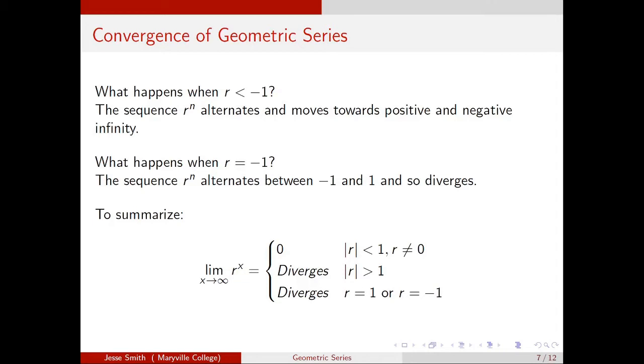If r is exactly negative 1, we'll just get the alternating sequence negative 1 and 1. Think about negative 1 to the n power. That's just going to bounce back and forth between negative 1 and 1, so it will diverge. From what we've looked at, we know that if we're looking at the limit as x goes to infinity of r to the x, it's going to converge to 0 if the absolute value of r is less than 1, and I'm not looking at r equal to 0. And it's going to diverge if the absolute value of r is bigger than 1, and it will diverge if I'm looking at 1 or negative 1. So I can actually change this line to simply be the absolute value of r is greater than or equal to 1.